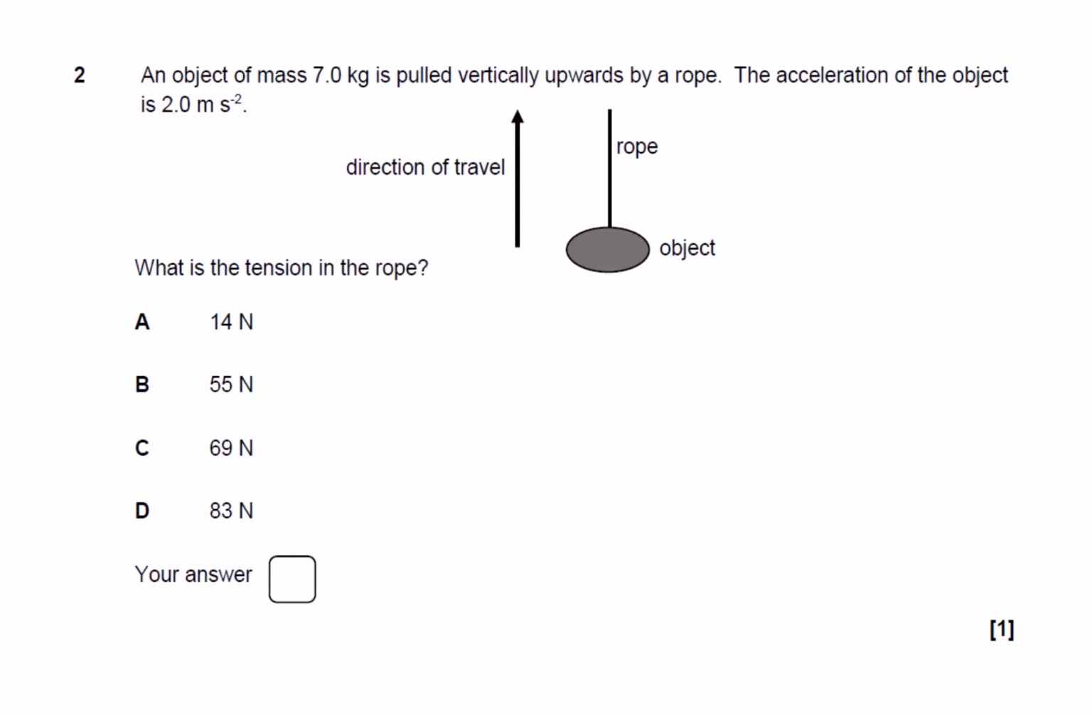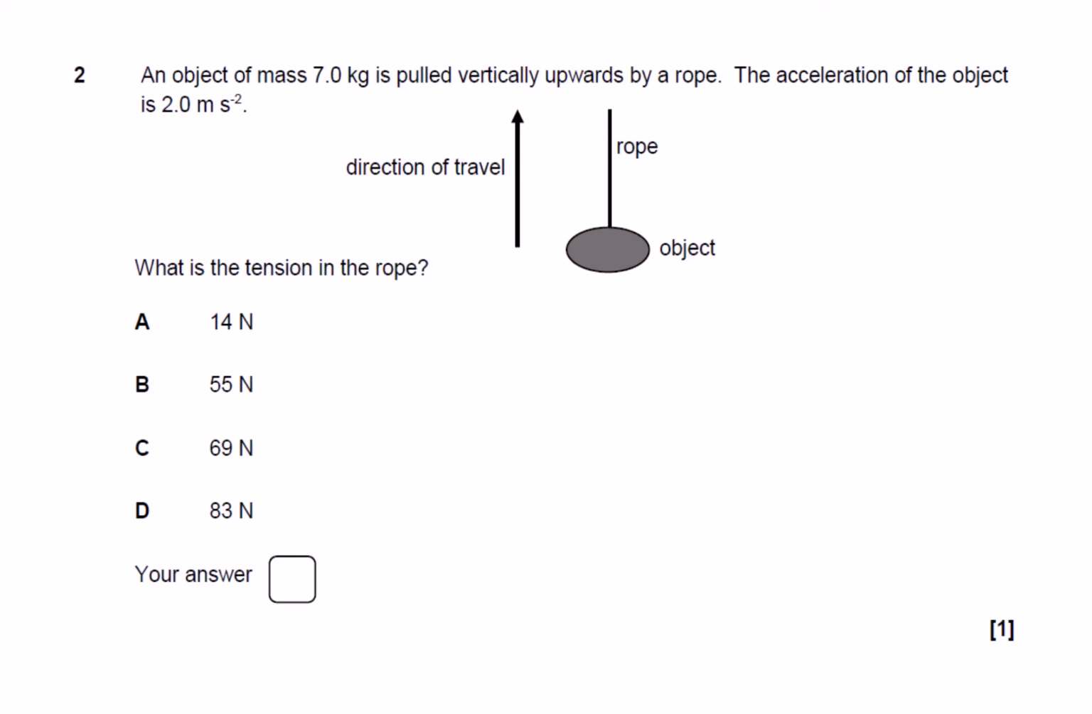Let's have a little look now at how we do question 2. So we've got an object of mass 7 kilograms being pulled vertically upwards by a rope. The acceleration of the object is 2 meters per second squared. And we've got a little diagram showing that it's going up. It's held on the rope, and here's our object. Now what we're being asked is: what is the tension in the rope?